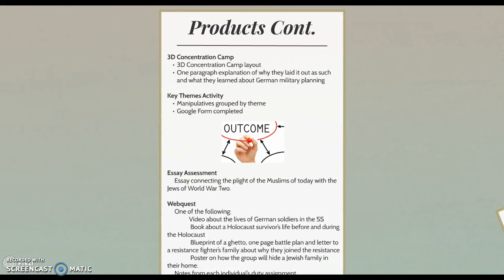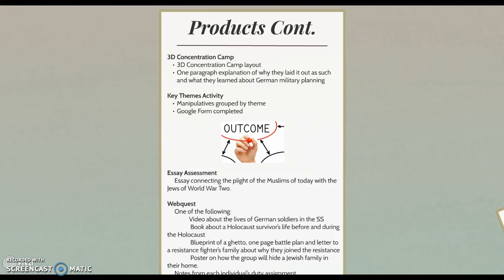Within the 3D concentration camp assignment, students will create a 3D concentration camp layout and write one paragraph explaining why they laid it out as such and what they learned about German military planning. Within the key themes activity, students will group the manipulatives by theme and complete the Google form. Within the essay assessment, students will write an essay connecting the plight of Muslims today with those of the Jews in World War II.